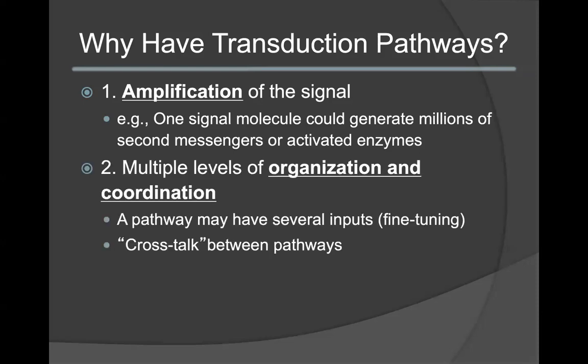These transduction pathways can also help to organize and coordinate different cellular responses. There's many ways to fine-tune a pathway by activating or deactivating enzymes, by producing or not producing secondary messengers. And so by having this level of organization, you can have crosstalk between pathways to ensure that the cell response is optimized.